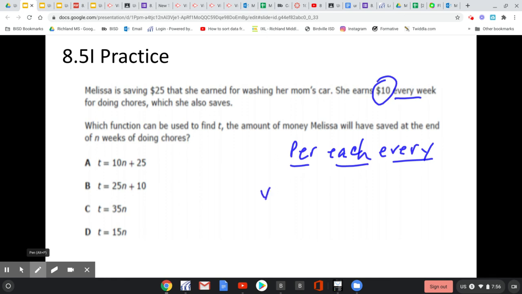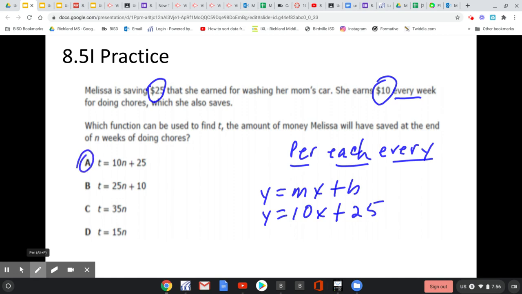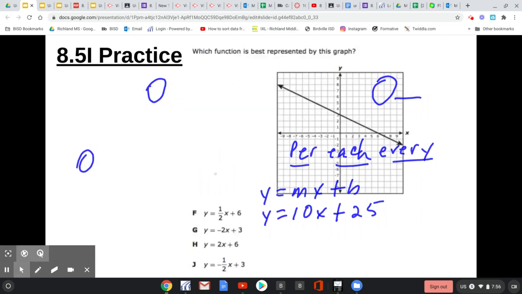So I know in the form of y equals mx plus b, 10 is our slope because we don't know how many weeks she works. And she started with $25. So that is your y-intercept. So I'm looking for an equation that looks like 10x plus 25. And I see it right here. Your answer is A. Let's look at another one.